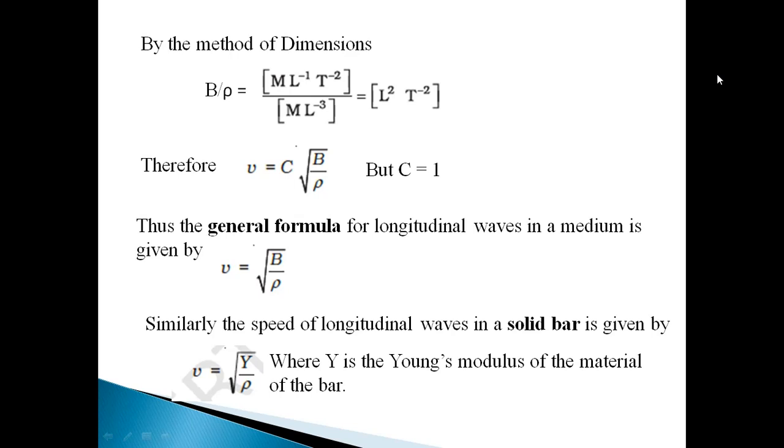Therefore, the general formula for longitudinal waves in a medium is V equal to square root of B by rho, where B stands for the bulk modulus of the medium. This is generally for a gas or something which can be compressed. If you consider the speed of longitudinal waves in a solid bar, then we cannot use bulk modulus; we will have to use Young's modulus of the material of the bar. So our formula changes to V equal to square root of Y by rho, where Y is the Young's modulus of the material of the bar.